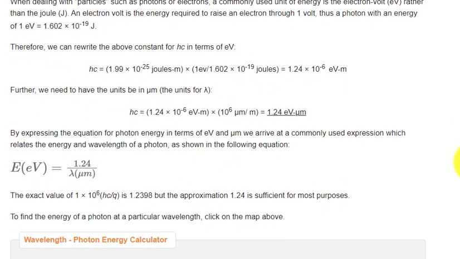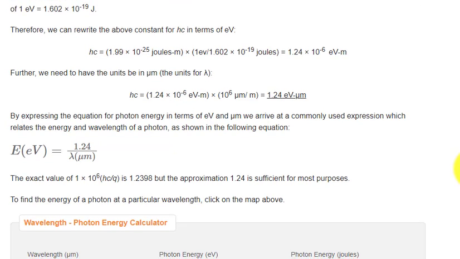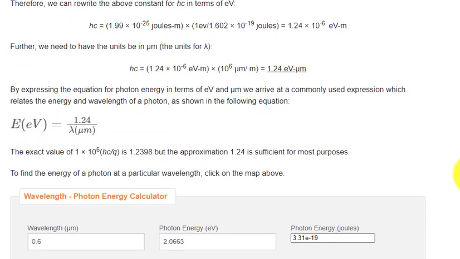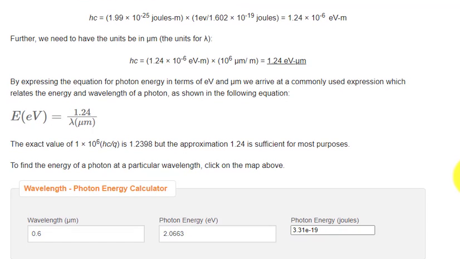When dealing with particles, such as photons or electrons, a commonly used unit of energy is the electron volt, eV, rather than the joule, J. An electron volt is the energy required to raise an electron through 1 volt. Thus a photon with an energy of 1 electron volt equals 1.602 times 10 to the minus 19 J. Therefore, we can rewrite the above constant for hc in terms of eV.